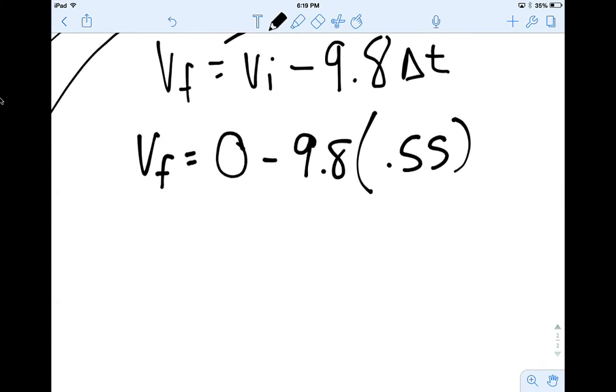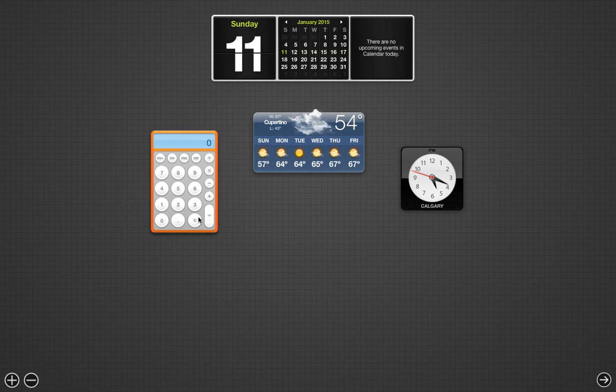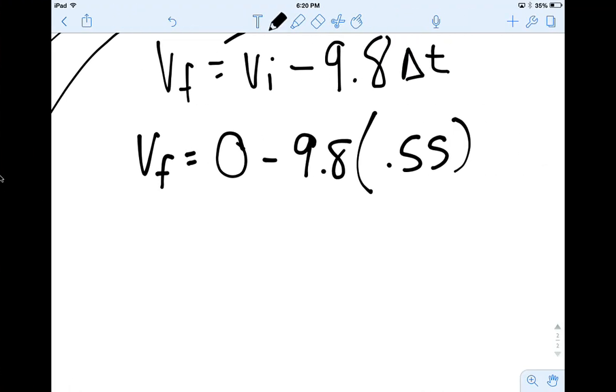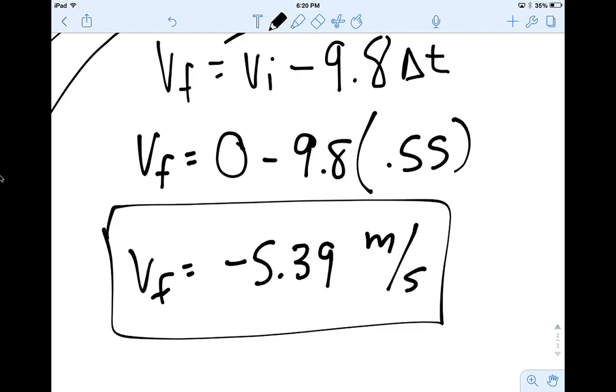Now we just go to the calculator. Negative 9.8 times 0.55 equals negative 5.39. Negative 5.39, and that's a velocity, so that means it's meters per second. Okay, there are the answers.